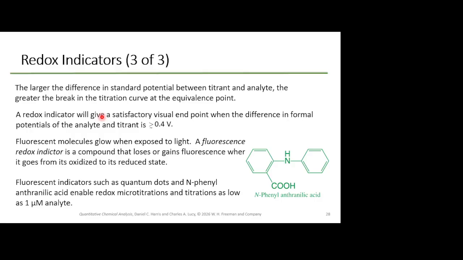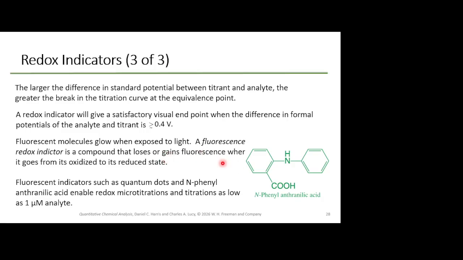So the larger the difference in your standard potential between the titrant and the analyte, the greater the break in the titration curve at the equivalence point. A redox indicator will give a satisfactory visual endpoint when the difference in formal potentials of the analyte and titrant is equal to or greater than 0.4 volts. That's the range you need for your indicator's color change to be something you can register. If the difference at the equivalence point is smaller than 0.4 volts, it's very unlikely you're going to be able to see it.